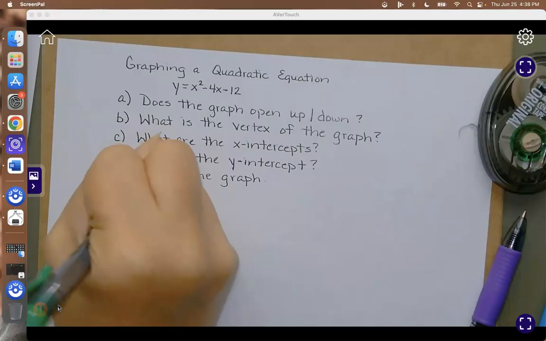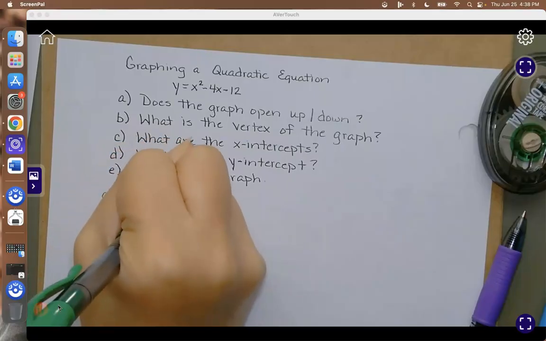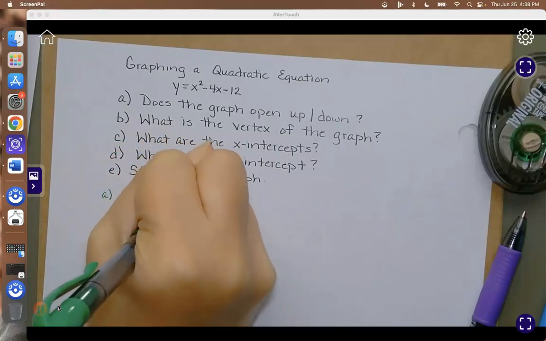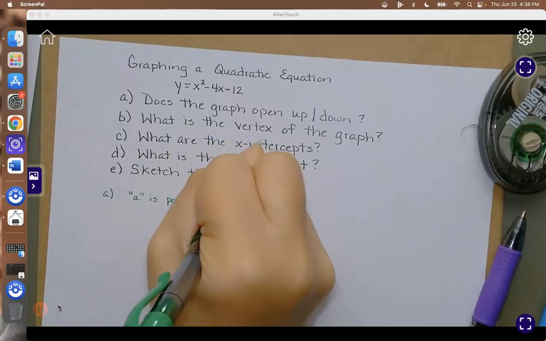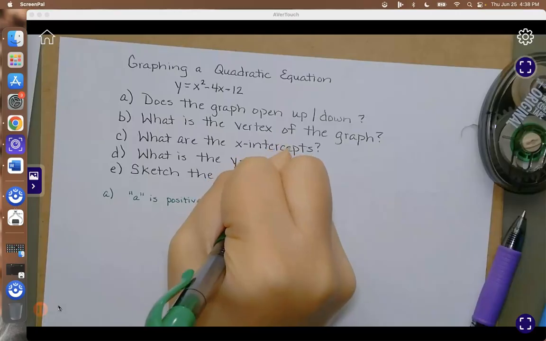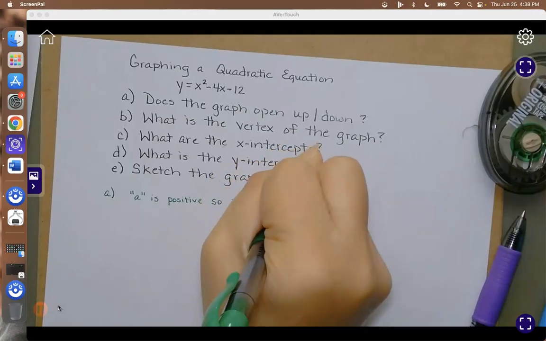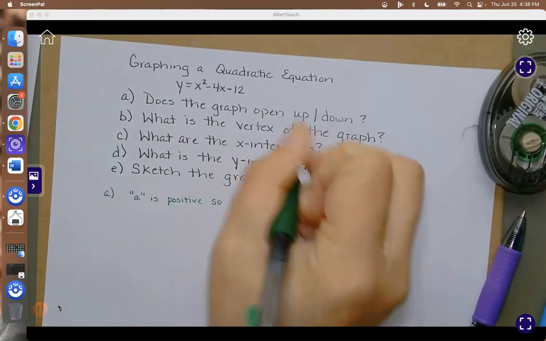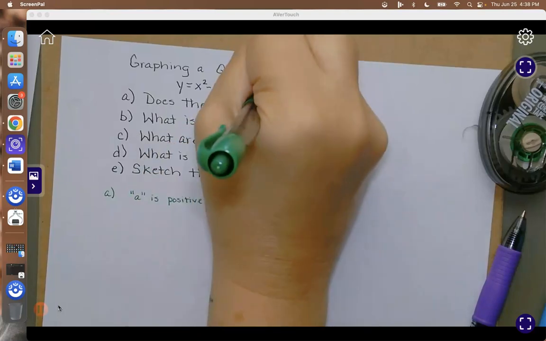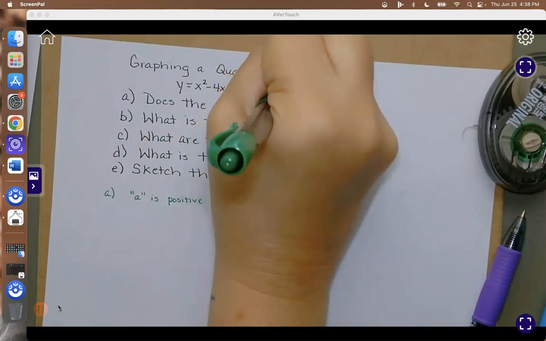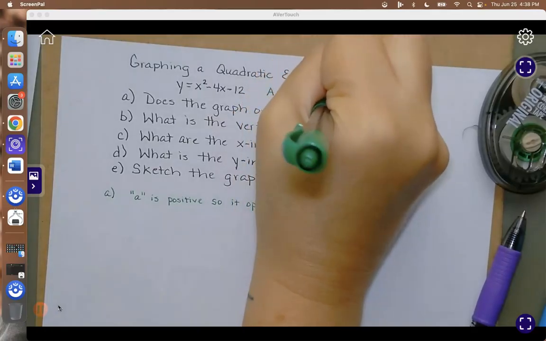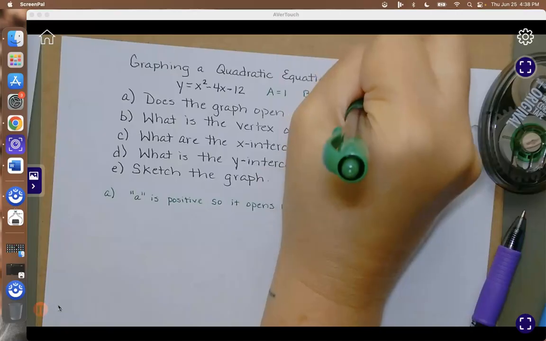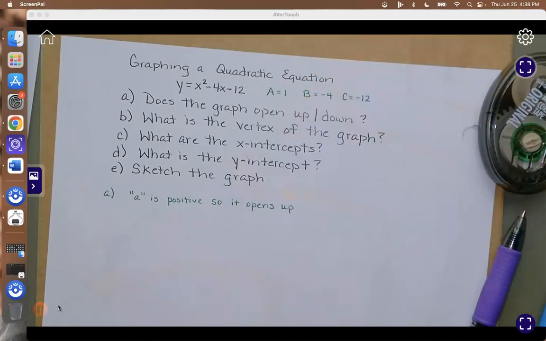A is positive because it's a positive 1. So it opens up. Okay? And if you want to, you can go ahead and identify that A is 1, B is -4, and C is -12. Okay?